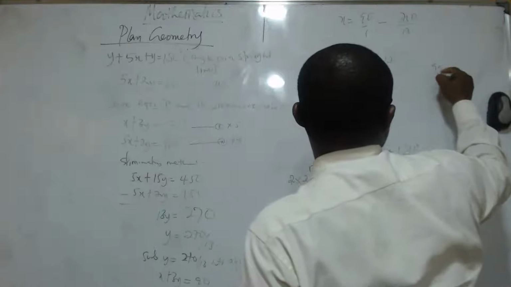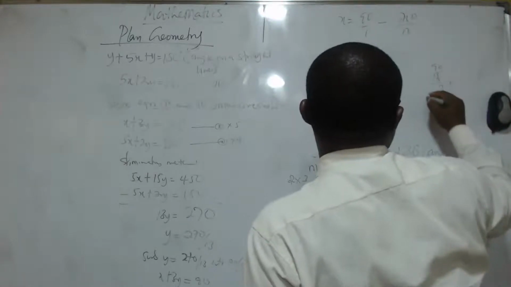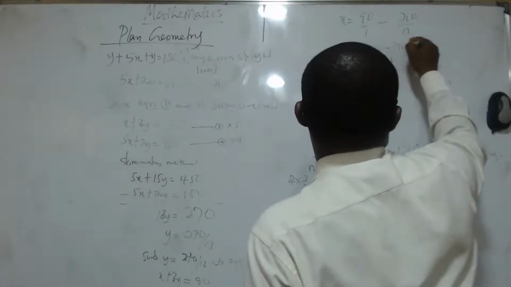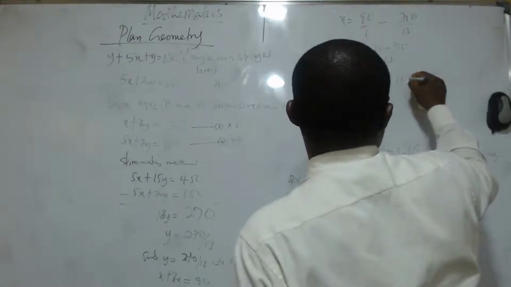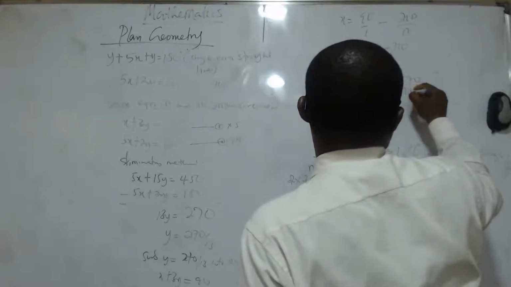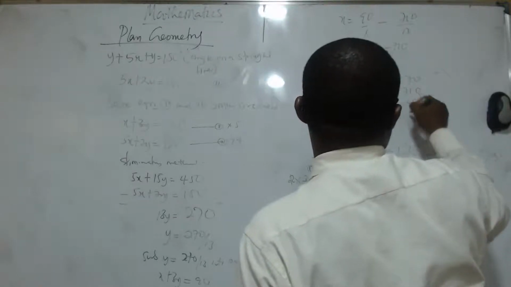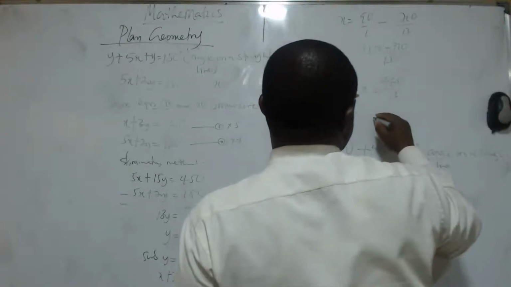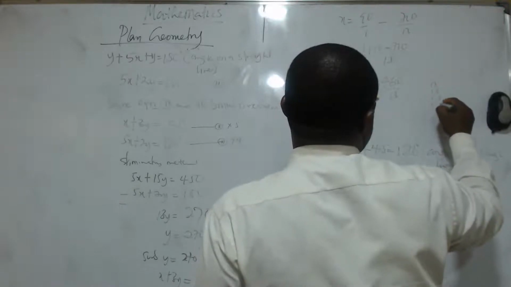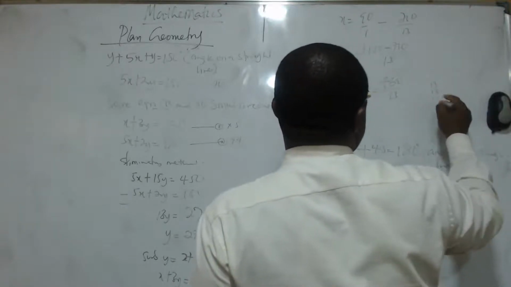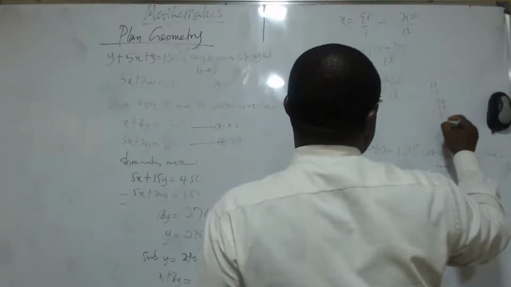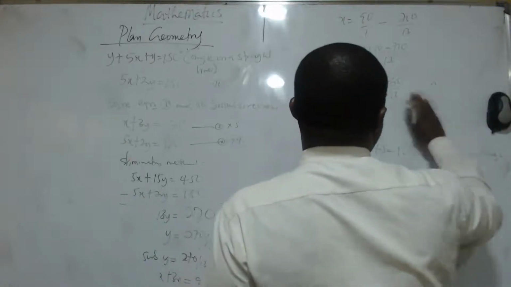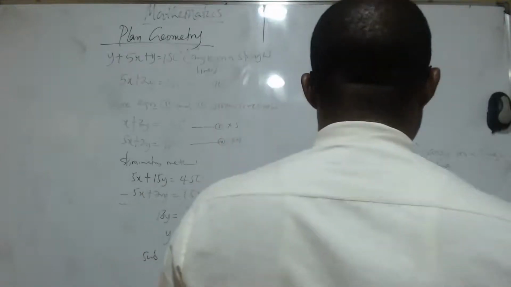So we have 90 times 13, we have 1,170 minus 710. So we have 460. 460 over 13 equals X. 13 times 2 is 26, 13 times 3 is 39. 13, we have what? No, cannot go. So that is our answer.